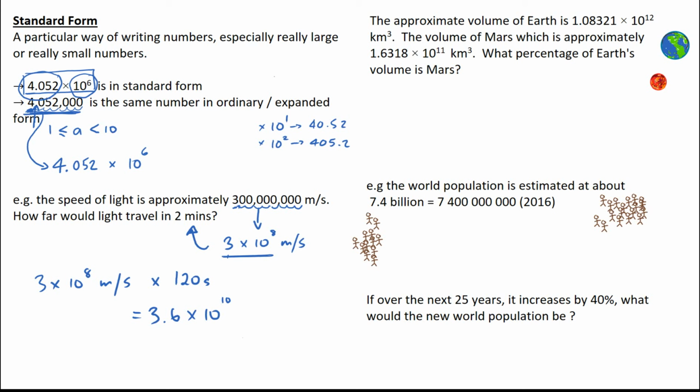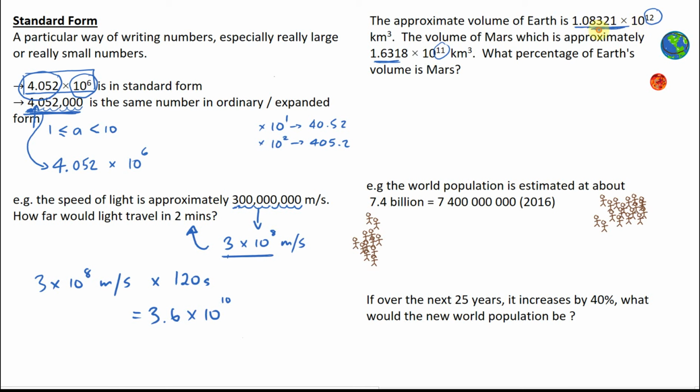So you may know that Earth, of course, is much larger than Mars, but if you look at the powers here, we've got 10 to the power of 12 here, 10 to the power of 11. So generally, as long as these numbers are between 1 and 10, then whichever power is higher will be the larger number.